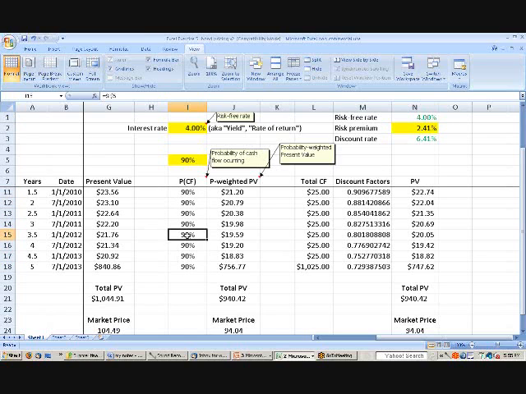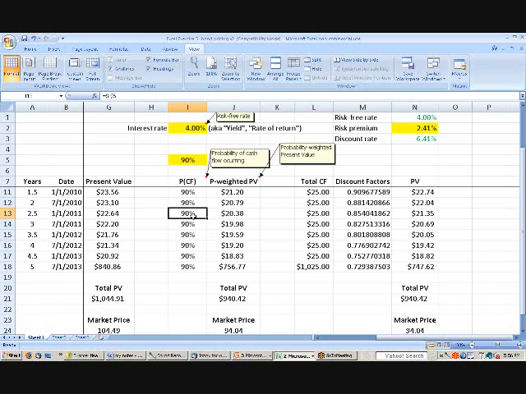Now, one thing that you could do is assume that all the cash flows are equally likely to occur, and then you could just do a goal seek to figure out what the average probability of all the cash flows occurring is. But in reality, each cash flow is not equally likely to occur.